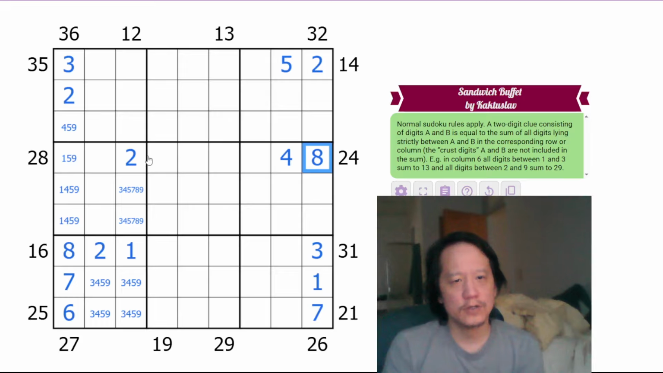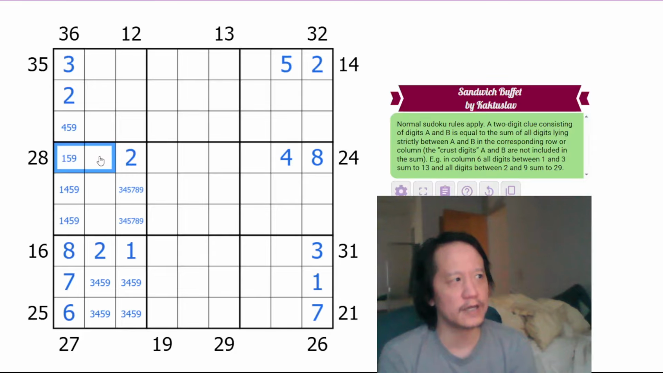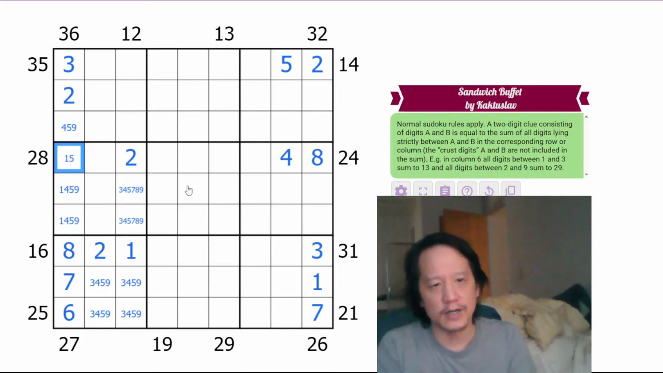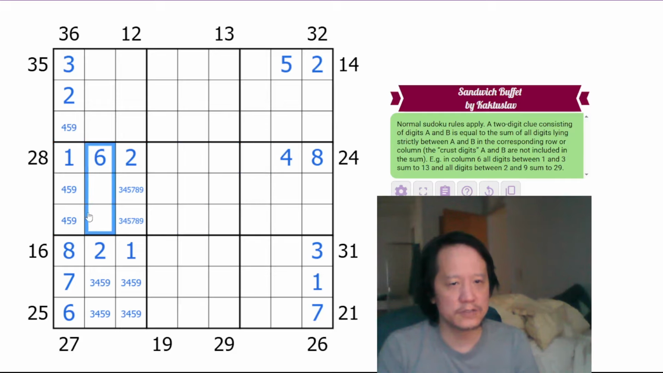Right? So 28 here plus 10 is 38, which leaves the remaining digits here as adding up to 7. 45 minus 38 is 7. So this cannot be 9. It would be 5, 2 if that were the case, so this can't be 5. So this is 1 and 6, which eliminates 1 in the rest of the column or box.